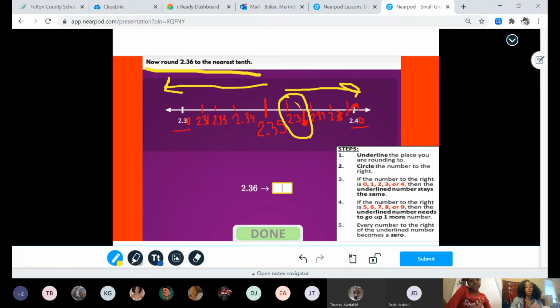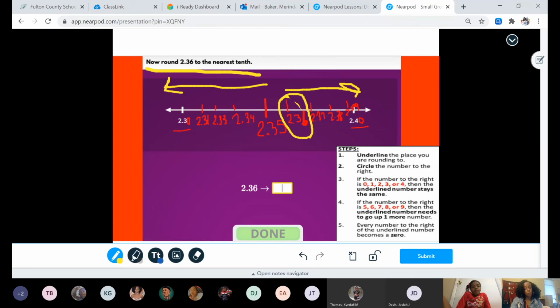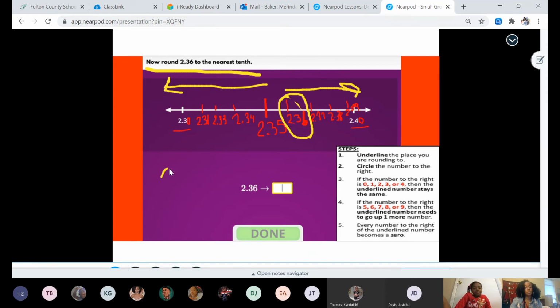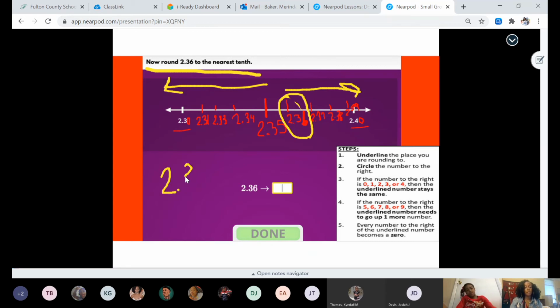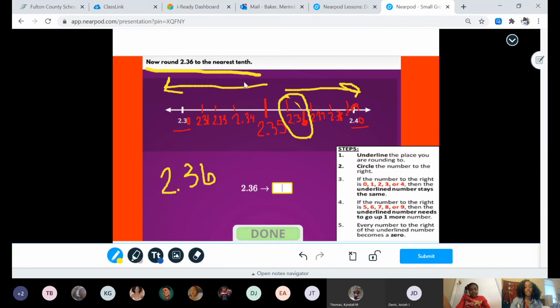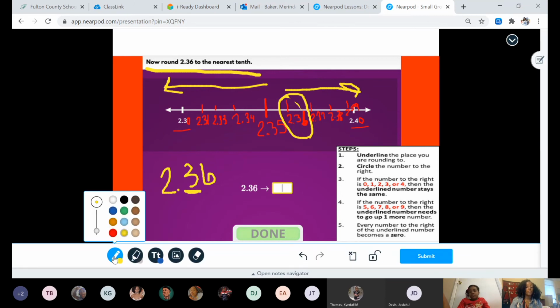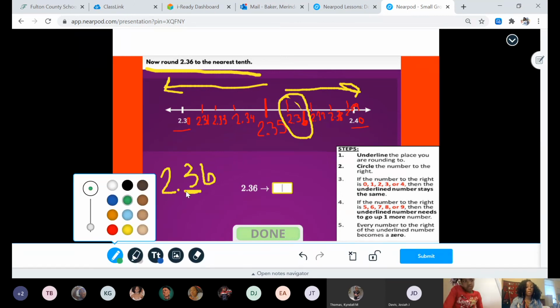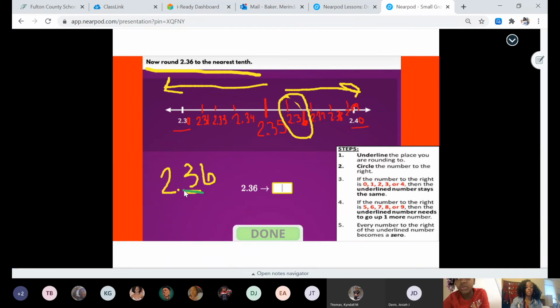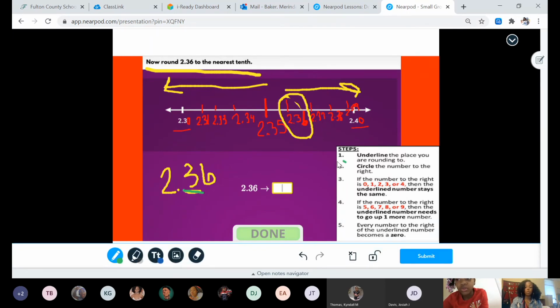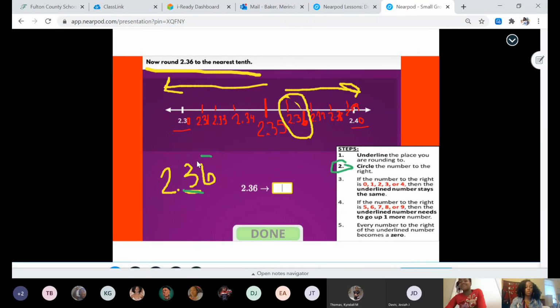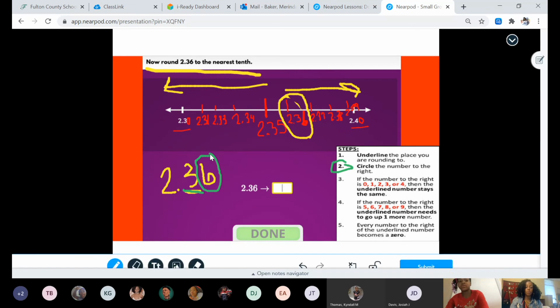All right, now let's use our other strategy to help us out. We have 2 and 3600s. We're rounding to our nearest tens place. So I know I need to underline my digit 3, because 3 is in the tens place. Make sure y'all recognize the difference between the tens place and the ones place. Step 2, I'm going to circle the digit to the right. 6 is my digit to the right.